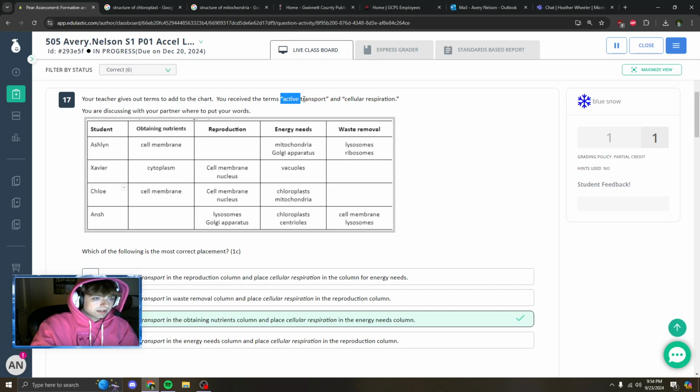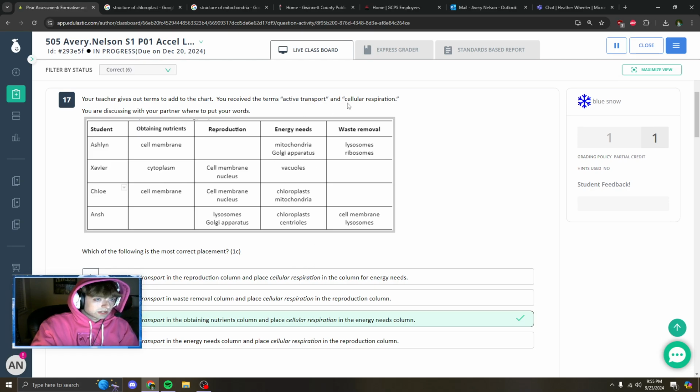So I'm going to start with active transport. So active transport, to me, that is things coming into the cell or leaving the cell using energy, using ATP. I could see that fitting in either waste removal or in obtaining nutrients. So I'm going to eliminate A because they put it in reproduction. I'm going to eliminate B, okay, because they put it into energy needs. Getting rid of things and getting things into the cell, sometimes both of those things will take active transport.